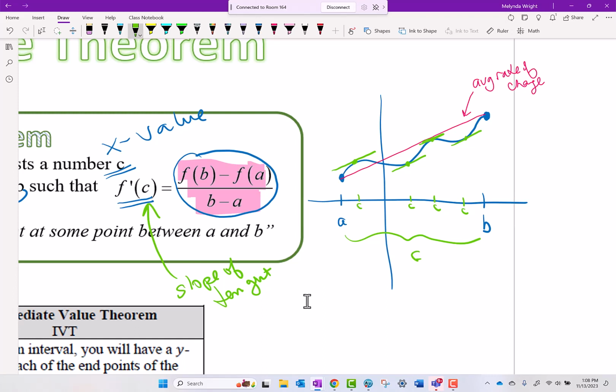Now, the important thing to remember is that this part right here, this average rate of change, is between the endpoints. The endpoints matter. That is between the endpoints. And the value of the derivative is inside of this interval, somewhere between a and b.